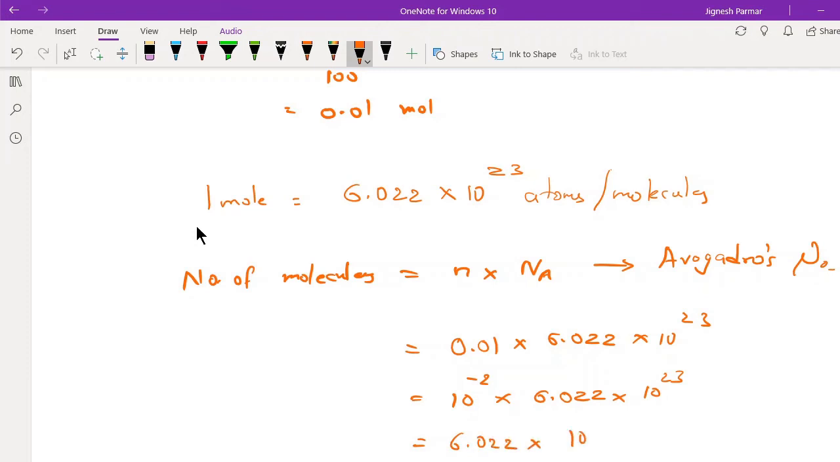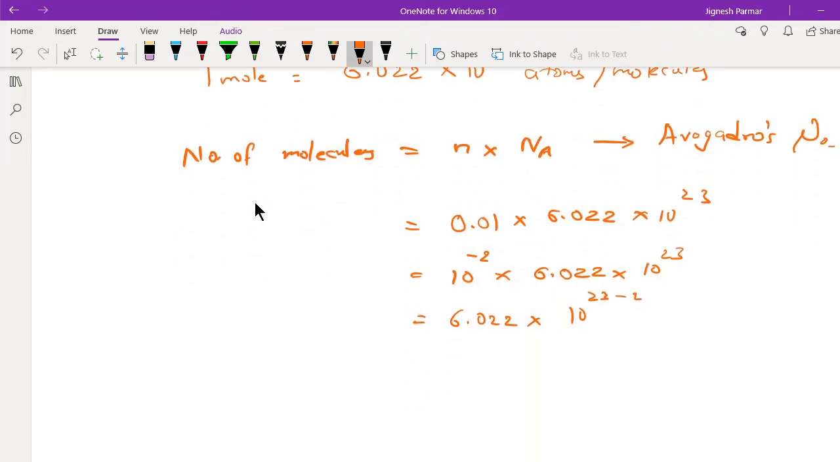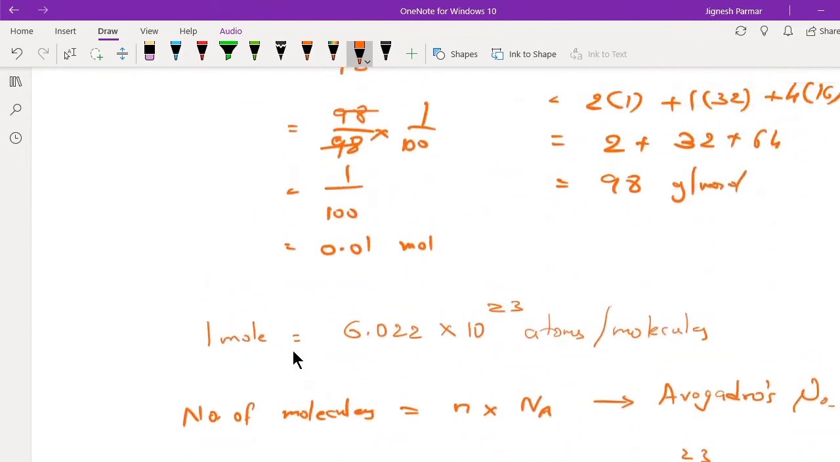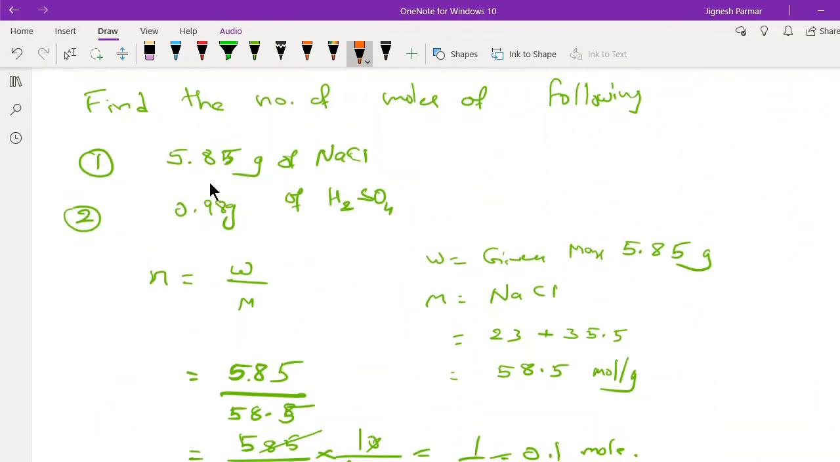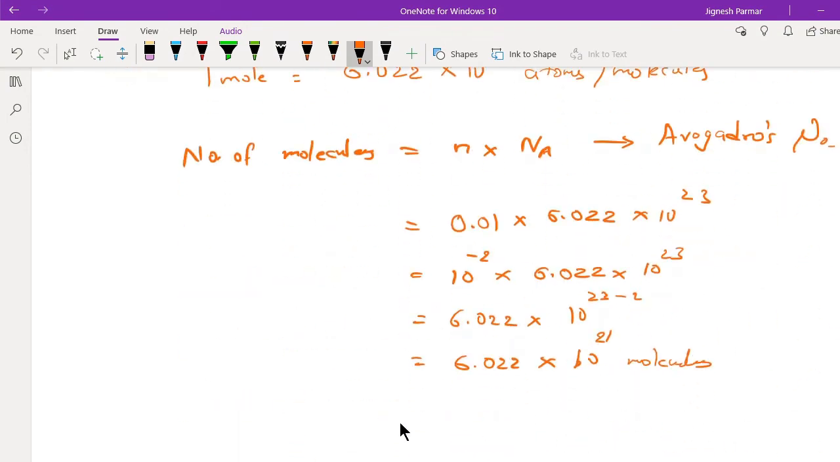Now if we have exponents with the same base and different powers being multiplied, then the powers are added. So doing this for both, we get 6.022 into 10 to the power 21. These are the number of molecules. Molecules of what? In 0.98 gram of H2SO4 there will be this many molecules of H2SO4. This is what it wants to say, and this is the magical thing that we have studied today.